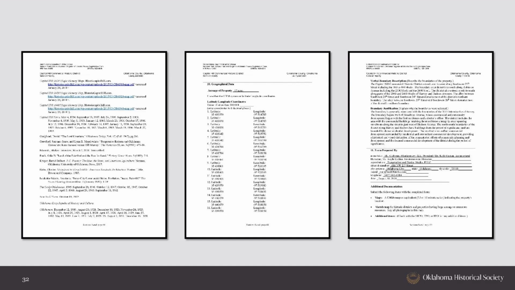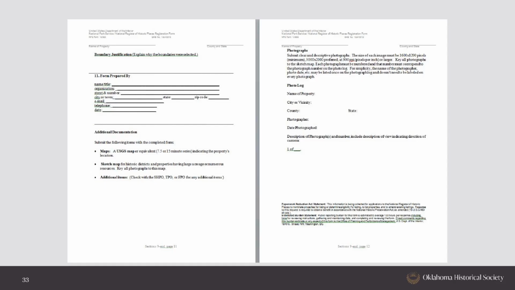And on this last page on the right, again, you can see verbal boundary description and boundary justification. So you're just explaining if it's a property, if it's a single house, typically it's just going to be the lot. Very simple argument. And then prepared by, so whoever's doing this form. Here's a kind of a clear picture of the boundary justification.